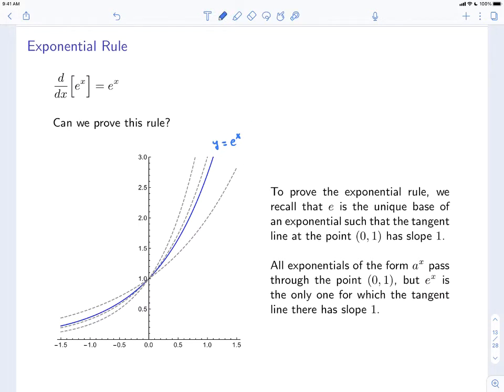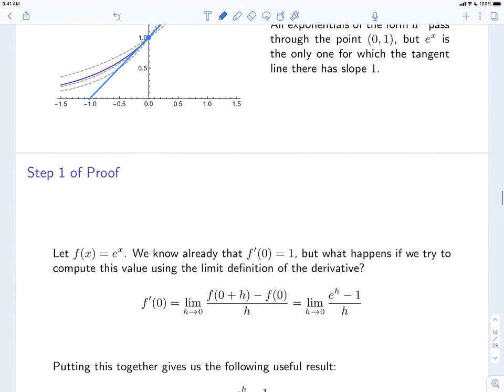So if we were to draw in a line through the point (0, 1) that had slope 1, it would be tangent to y equals e to the x, right there. And e is the unique base for an exponential for which the tangent line at (0, 1) has slope 1. This might not seem like that important of a property, but it turns out to be exactly what we need. And we can see that if we try to prove this theorem.